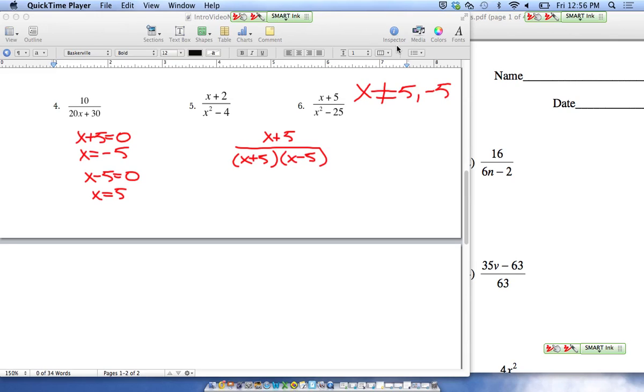So I factored it, I've listed my excluded values, and now I look for common factors. So here my common factor is the binomial x plus 5. And then what's left over is 1 over x minus 5.